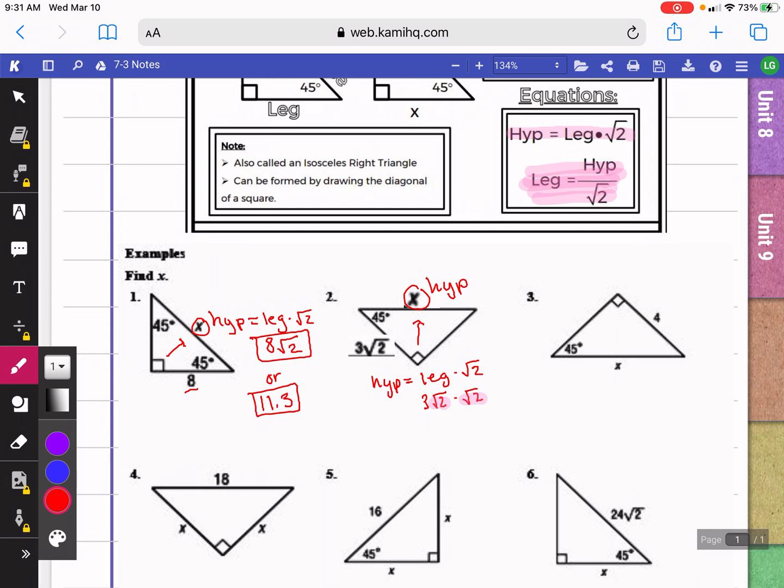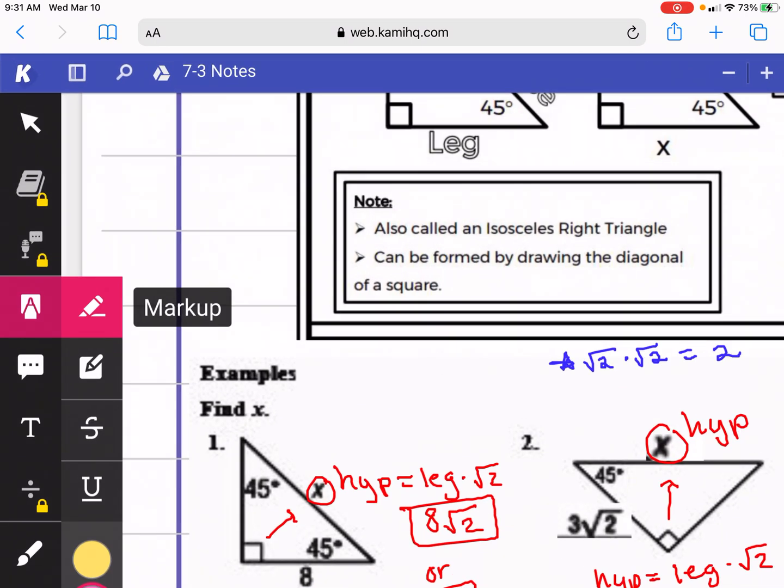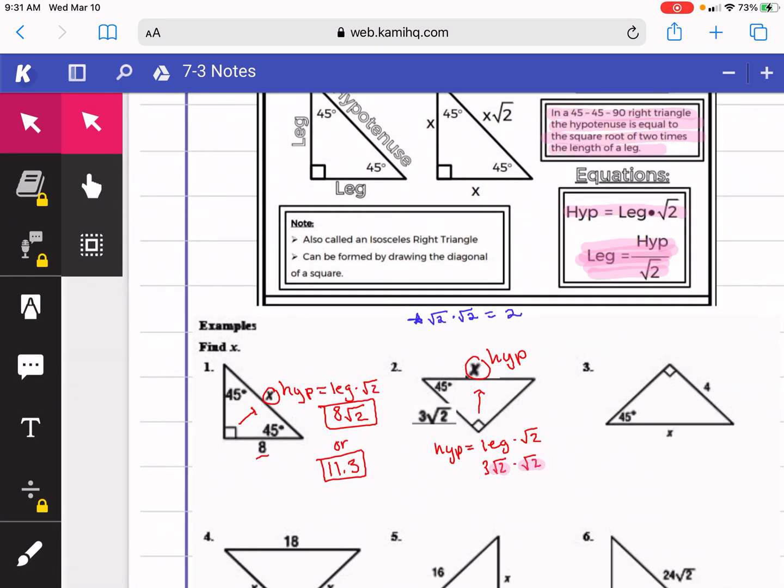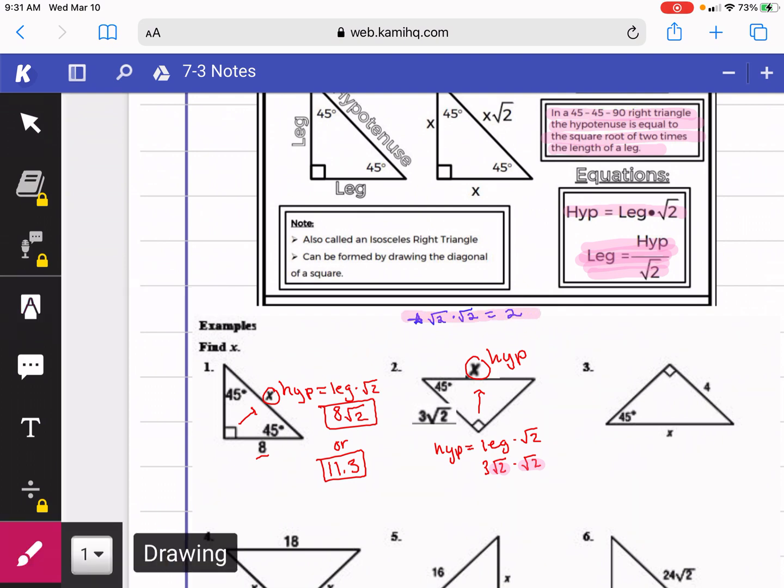I'm going to do a little note of that on the side. When you're doing square root of 2 times square root of 2, your answer is just going to be 2. So here this becomes 3 times 2, which is equal to 6. I'm not going to approximate that because 6 is already a whole number. So the hypotenuse in this problem would be the number 6.